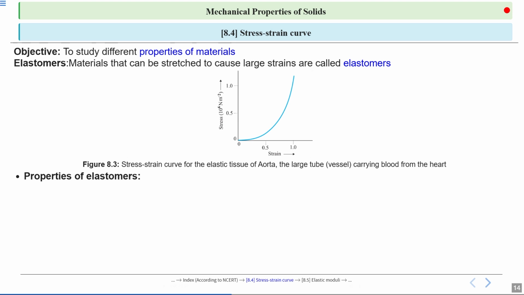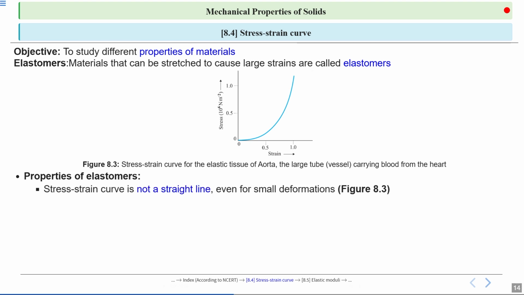So let's look at some key properties of elastomers. These are special because their behavior under stress is quite unique compared to the other materials. First, notice that the stress strain curve for elastomers is not a straight line, even for small deformations. This means that the relationship between force applied and the amount the material stretches is not directly proportional.